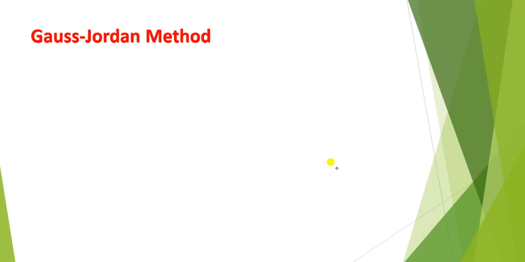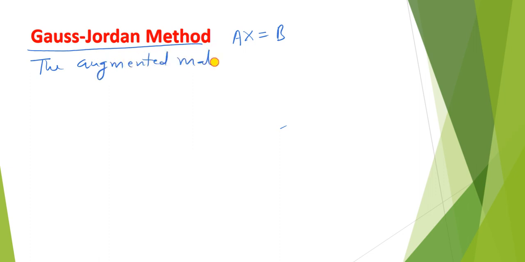Hello everyone. Today I will explain the Gauss-Jordan method. Suppose we have a system of linear equations of the form Ax = b. So first of all, write the augmented matrix. The augmented matrix is [A|B]. Here A is the coefficient matrix, X is the unknown vector, and B is the constant vector.